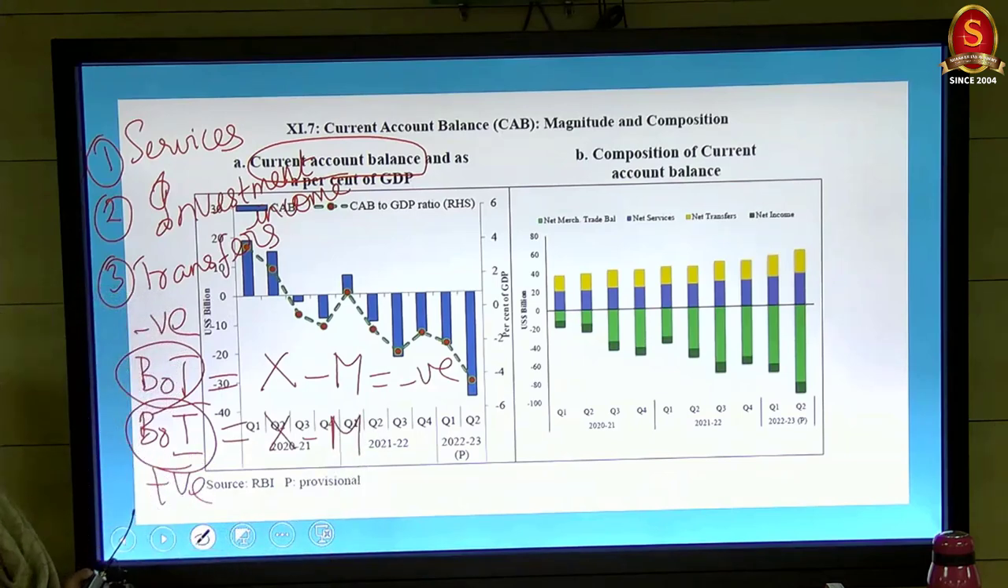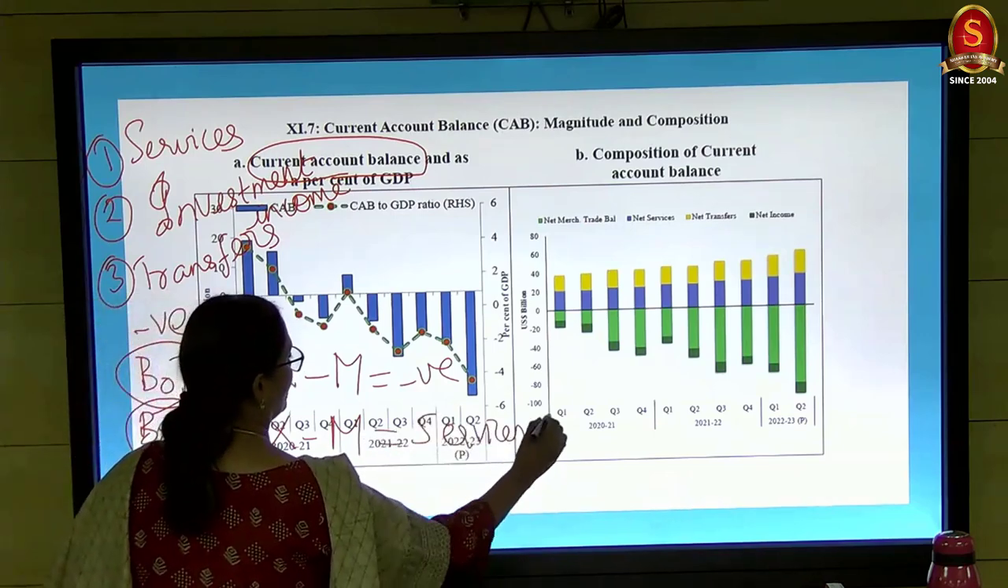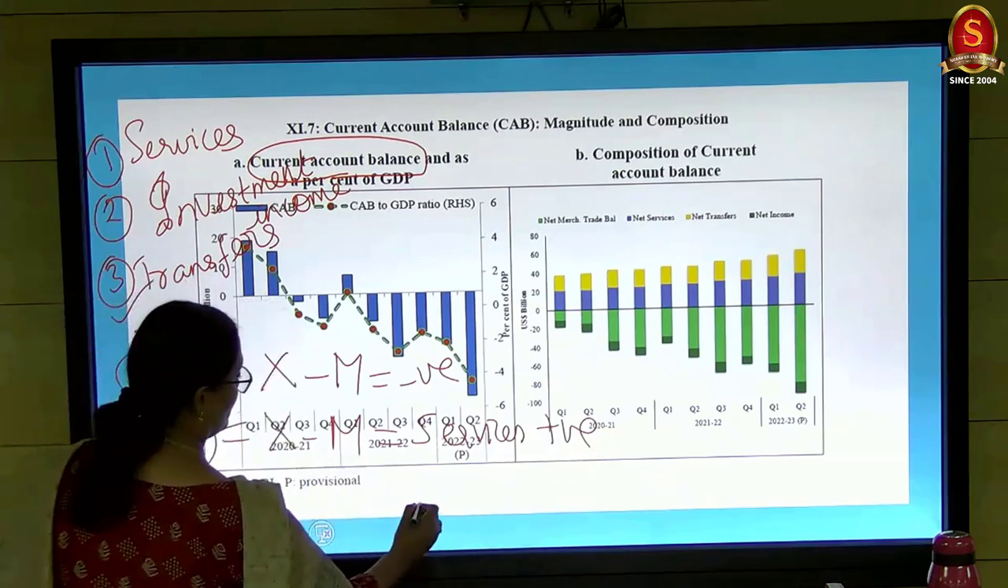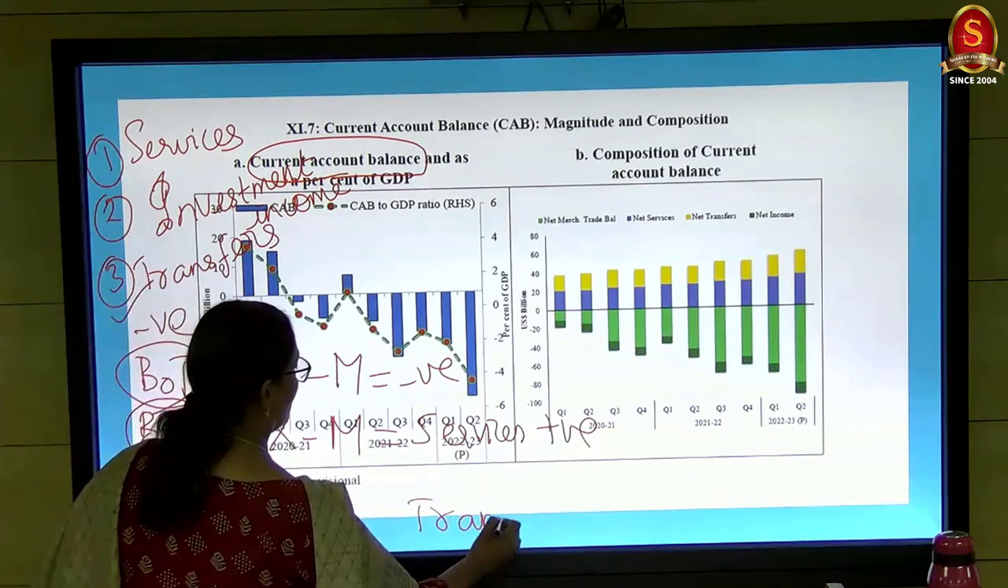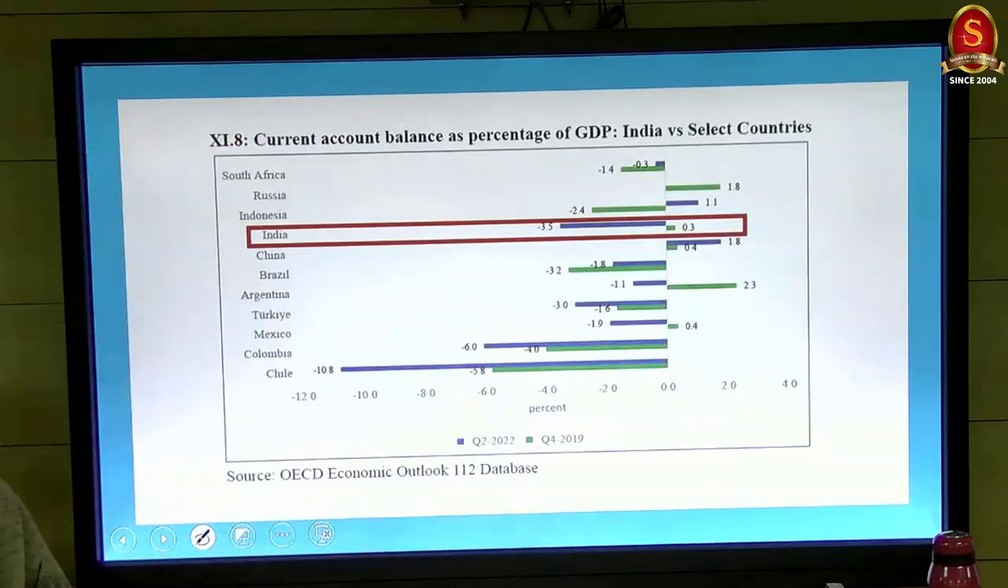But balance of invisibles, there are 3 things. Services, X minus M will be positive or negative? That will be positive. Services, it will be positive. Okay. Transfers, the third thing which you wanted to mention. What is the example in transfers? Remittances and some official exchange between the governments, the charitable donations, grants, all those things will come into it. This is what is called secondary income.